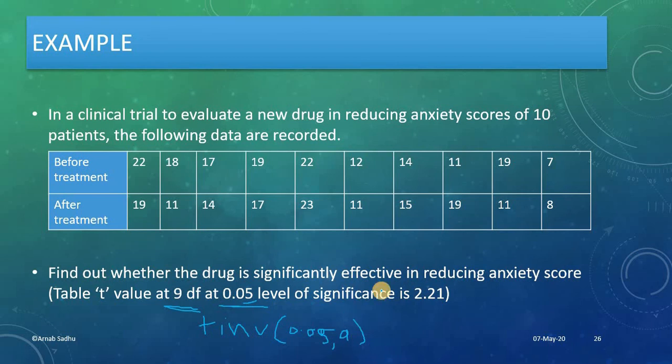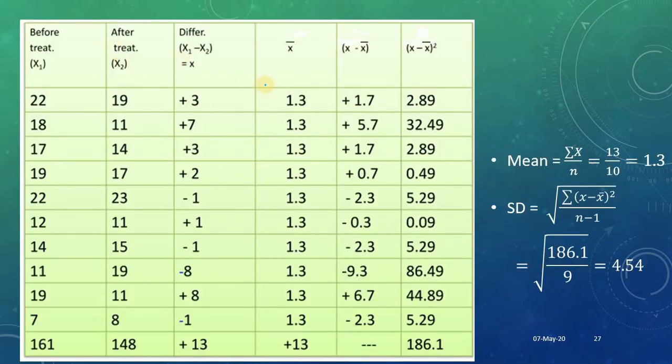Now I have to calculate my observed t value, and to calculate the observed t value in paired t-test, we should first calculate the difference between the before treatment and after treatment, that is x1 and x2. So the difference is like this. This is my summation of x1, this is my summation of x2, and this is my summation of difference between x1 and x2, which is 13. What is x bar, which is the difference bar? That is the mean of the difference, 1.3. Why? Because the total is 13 and how many samples were there? 10. 13 by 10 is 1.3, the x bar.